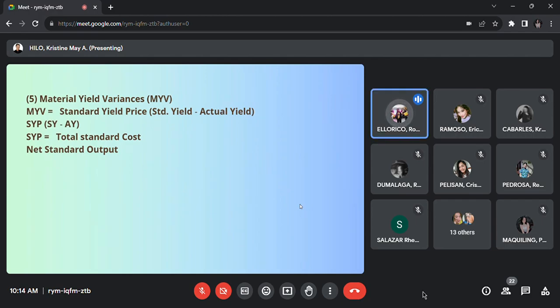Yield variances. This is that portion of the direct materials usage variances which is due to the difference between the standard yield specified and the actual yield obtained. The formula for material yield variance is the standard yield price times the standard yield minus the actual yield. The SYP equals total standard cost over net standard output.